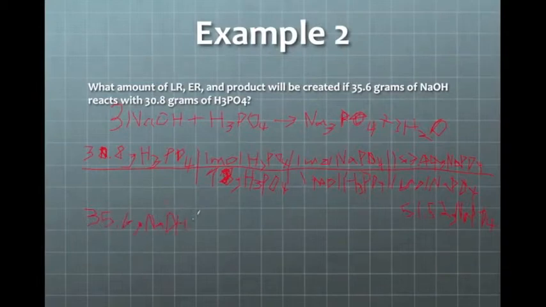Then you use 35.6 grams of NaOH and convert that into moles using the molar mass, and then you convert that into moles of Na3PO4, converting that again into grams, which turns out to be 48.64 grams.